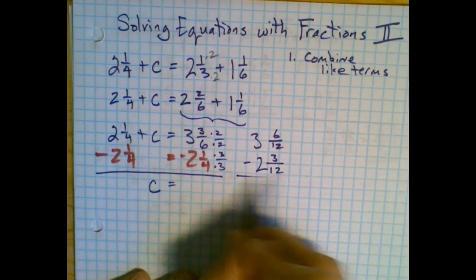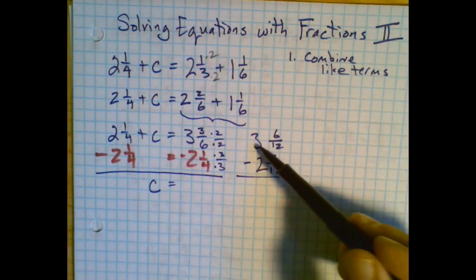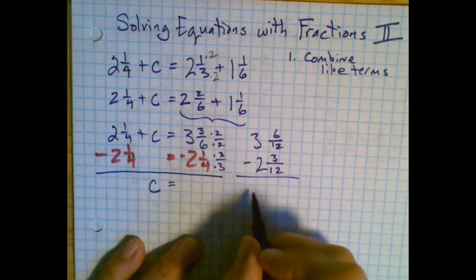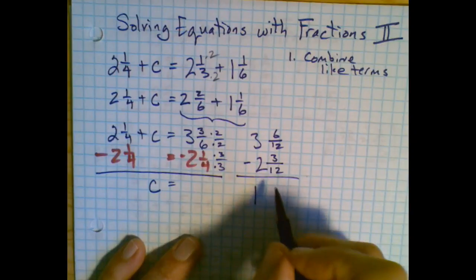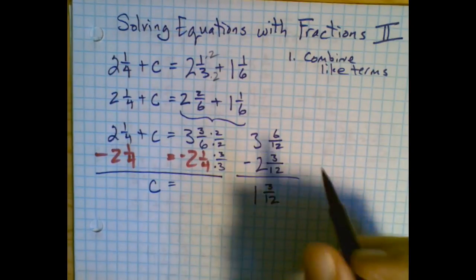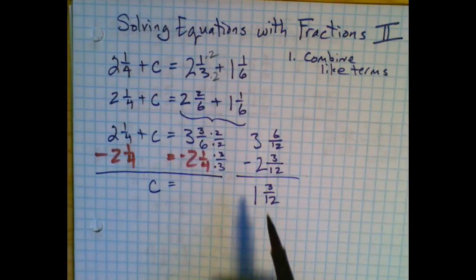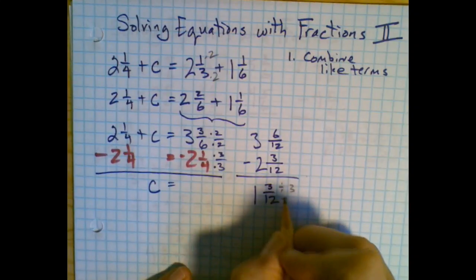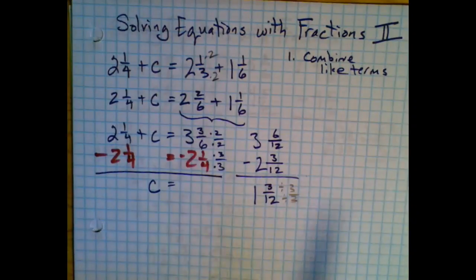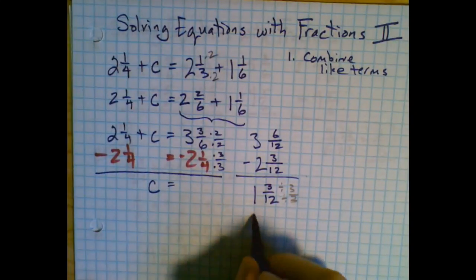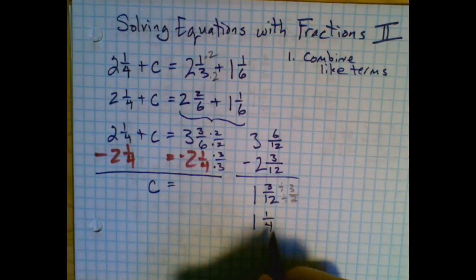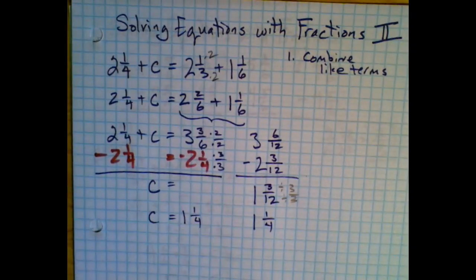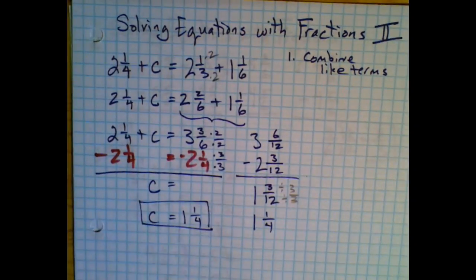So here's my new problem. 3 6/12 minus 2 3/12. Well, that's giving me what? 3 minus 2 is 1. 6/12 minus 3/12 is 3/12. Question, can I simplify this? Can I reduce it? Yes, I can, because both top and bottom are divisible by 3. When I do that, that becomes 1 1/4. So c equals 1 1/4. There's my solution. Let's check it.